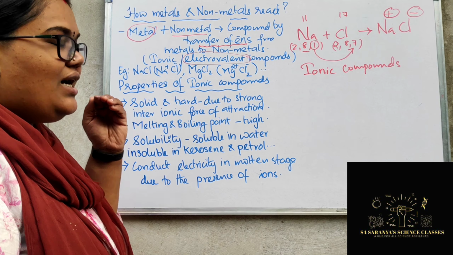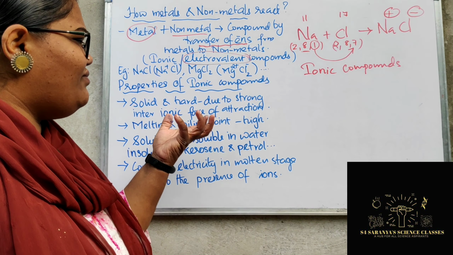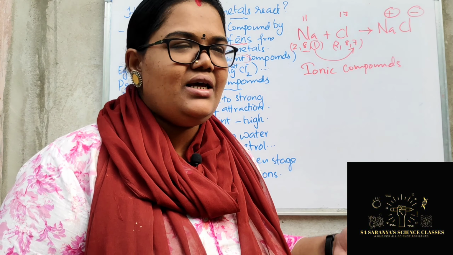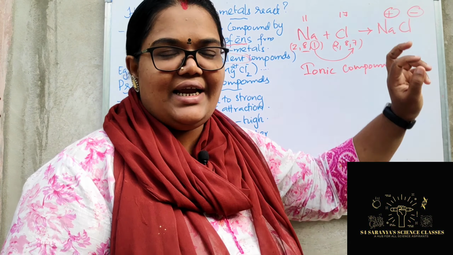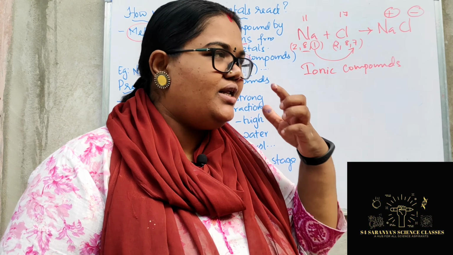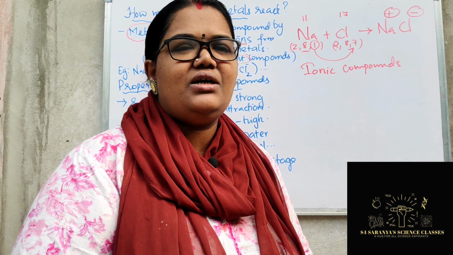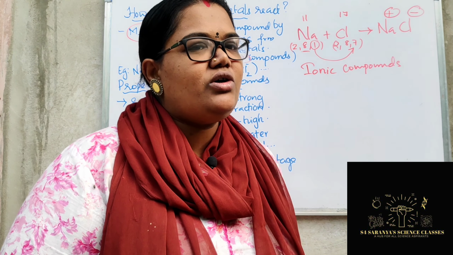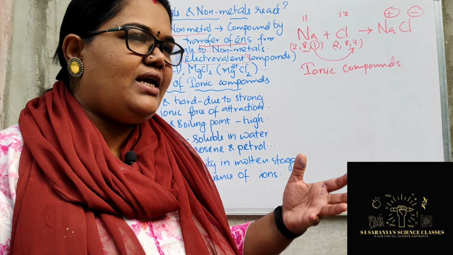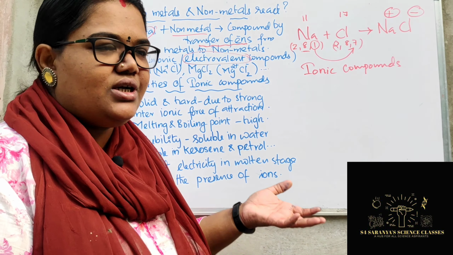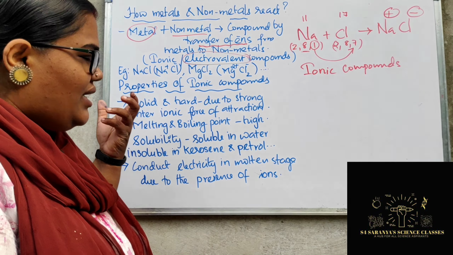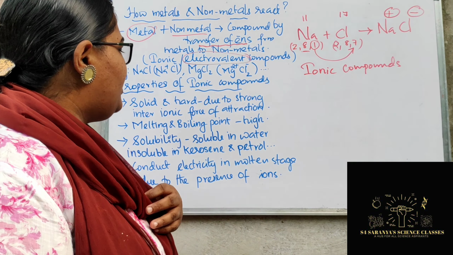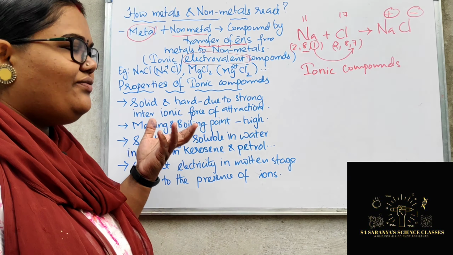The first one: they are solid in nature and they are really hard. Why are they really hard? Because positive and negative opposite charges attract. So they have a strong ionic attraction, a strong force of attraction. Because of that, their physical nature is mostly solid. So they are solid and really hard because of the inter-ionic force of attraction.